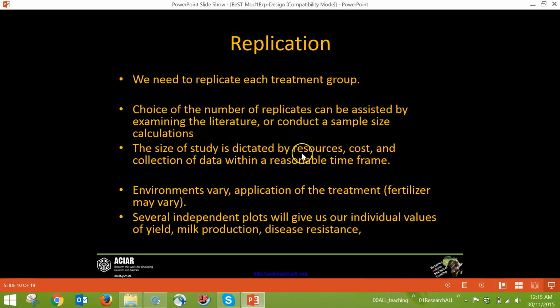The size of the study is dictated by resources, by the cost, and the collection of data within a reasonable time frame. Environments may vary, and the application of the treatment and the fertilizer may vary, so we do want to make sure that every independent plot is treated independently, so that this will give us our individual values of yield, milk production, disease resistance, whatever. So this means when you plant plots in a field, they're randomized, they're replicated, and you apply the treatment so that each of the experimental units or each of the plots can be considered independent.